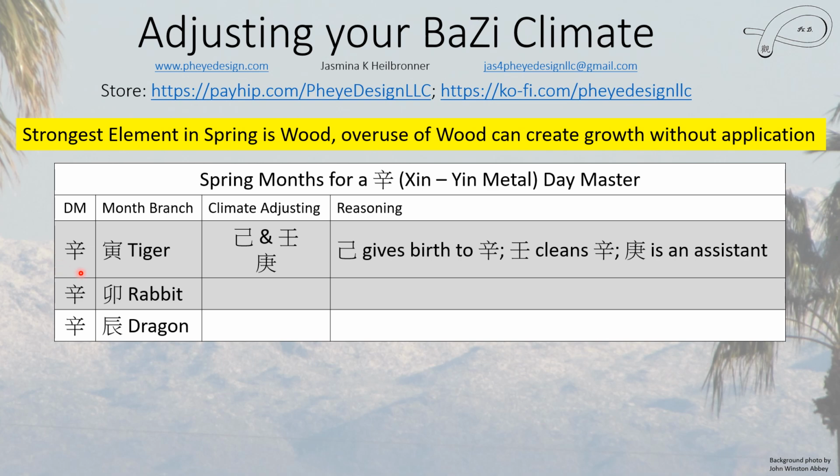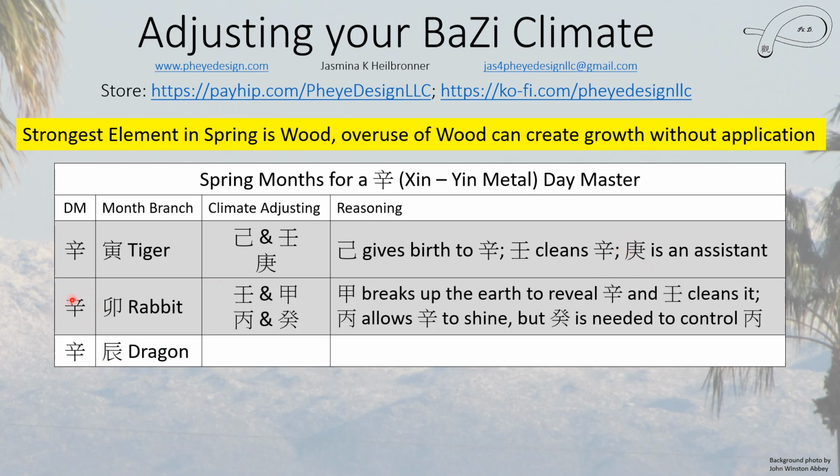But if you're a sin metal daymaster born in the month of the tiger, you need some resources and also some output. So you need the yin earth, the Ji, to give birth to yourself. So this is a nurturing type of soil. It makes sense. Then you need some water to clean the metal, that is to be able to kind of know what to do. And the yang metal is an assistant. It will give you some stuff that you need to get the job done because it's a tougher type of metal.